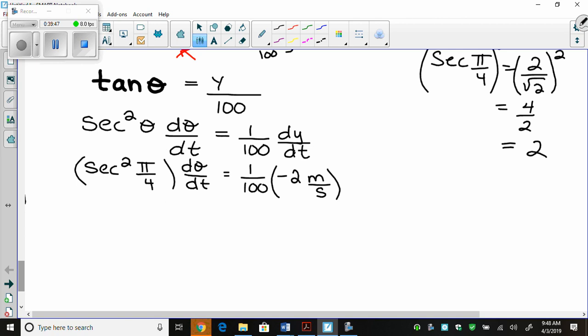So we're going to get 2 d theta over dt equals negative 1 over 50 meters per second. It's dropping. The sky, literally, dropping. Well, that sounds like a you problem. All right, so then we're going to divide by 2.